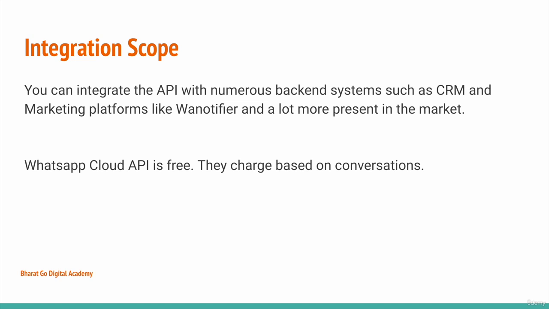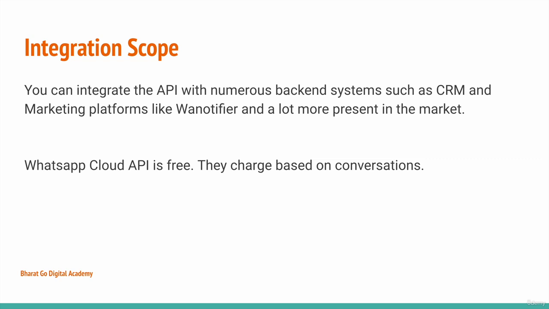Now let's talk about the integration scope. This WhatsApp Cloud API can be integrated with numerous backend systems such as CRM or marketing platforms like WA Notifier and a lot more. To use the API, we need a software or tool with the help of which we can use it. There are numerous tools available in the market which we can use to integrate the API. In this course, we are going to use a tool called WA Notifier, which is free till 500 contacts, and we will use it to integrate with Cloud API and send bulk WhatsApp messages.